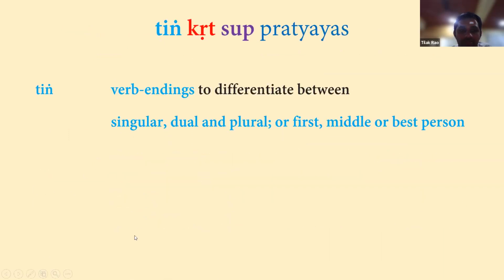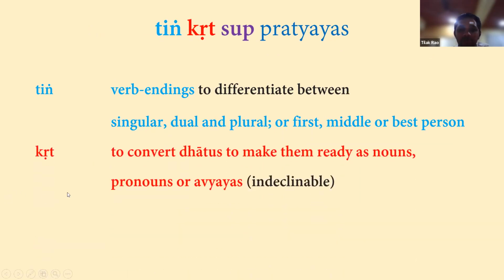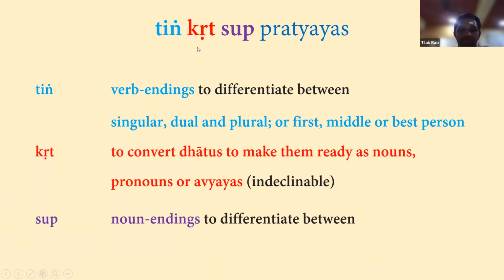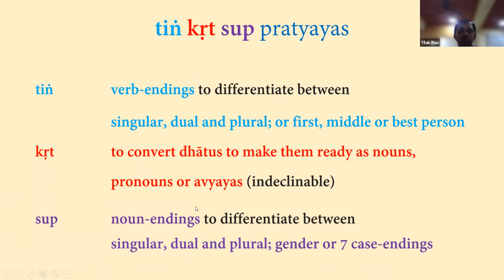So we saw three types of pratyayas. One is ting, which we add to create verb endings like likhati, pathati, karoti. Krit pratyayas are added to convert a dhatu into a noun. And sup pratyayas are added to differentiate ekavachana, dvivachana, bahuvachana, and to show how it is connected with some action, or whether it is connected or not. Sup pratyayas are required for this connection with action. These are the three types of pratyayas.